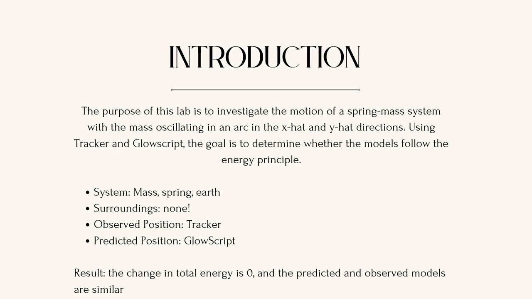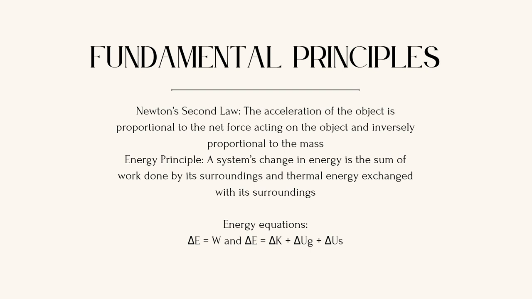For the introduction, the purpose of this lab is to investigate the motion of the spring-mass system with the mass oscillating in an arc in the y-hat and x-hat directions, using Tracker and GlowScript data. The goal is to determine whether the models follow the energy principle. The system is the mass, spring, and the Earth, so the surroundings will be nothing. The observed positions will be found using Tracker, and the predicted positions will be found using GlowScript. A brief preview of the results is that the change in total energy is 0, and the predicted and observed models are similar.